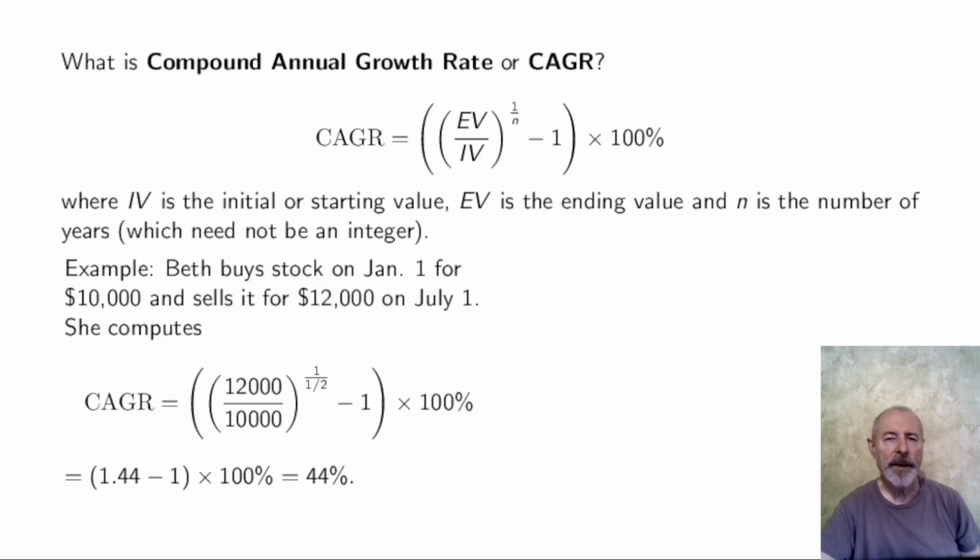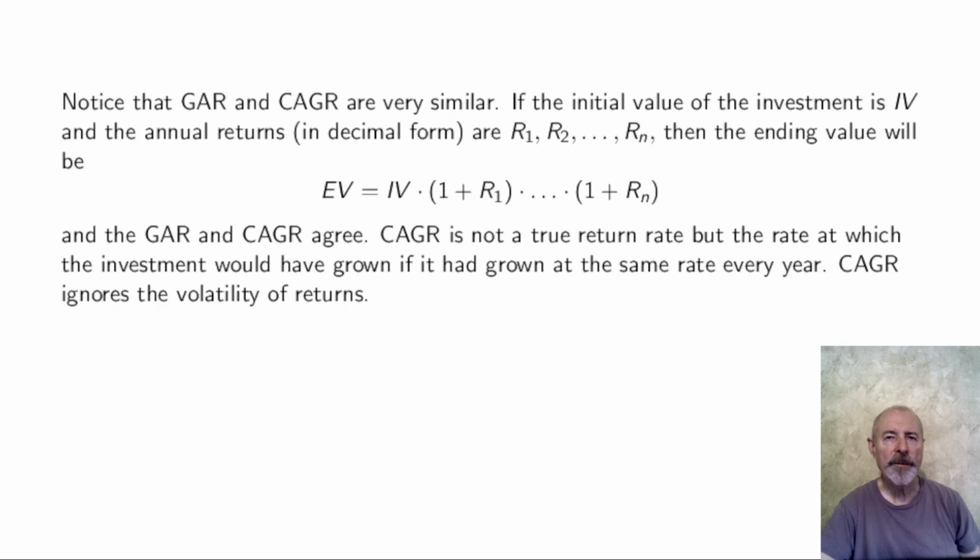Her CAGR is the ending value, 12,000, divided by the initial value, 10,000. That gives me 1.2. You then square that because the reciprocal of a half is 2. If you square 1.2, you get 1.44. 1.44 minus 1 is 0.44. You multiply that by 100%, you get a 44% annual return. Now, if the question is, what's her semi-annual return? It would be 20%. She earned 20% in half a year. But her annual return, her compound annual growth rate, was 44%.